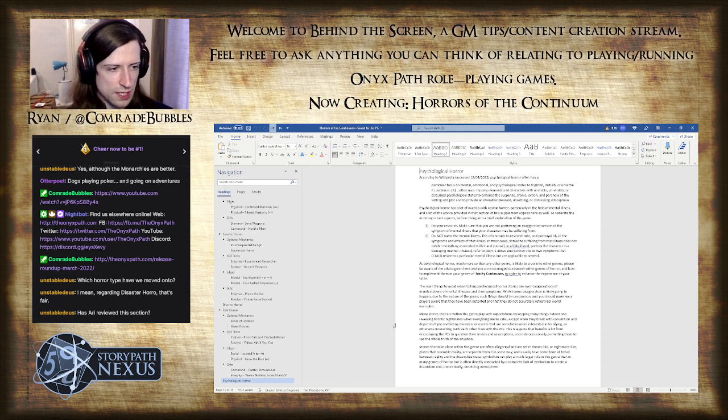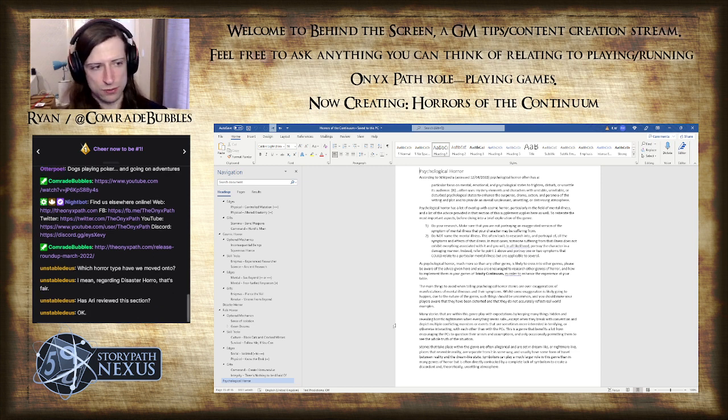Has Ari reviewed this section? No, I'm going to ask Ari to review the material once I've gone over it again. Maybe not like final draft, but like proper form. This is draft zero. This is me just writing it down, and then I'll go through and edit it and change stuff around off stream. And then one of my friends, I guess, is a mental health professional. There we go.